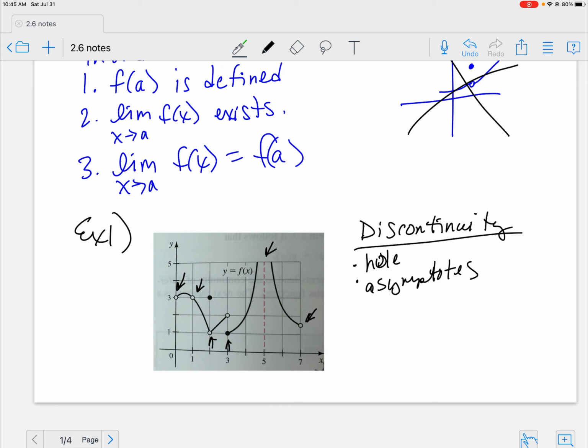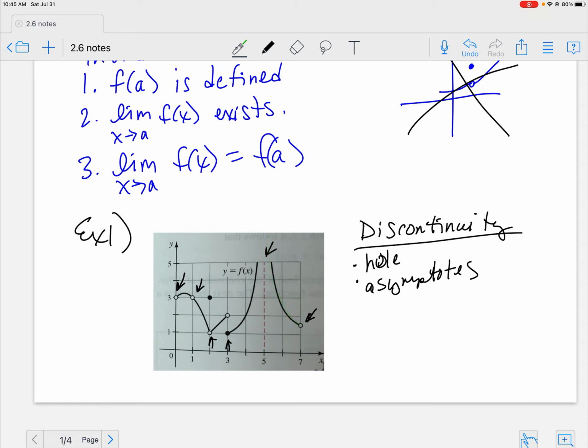Yeah, there's nothing there. If you can draw without picking up your pencil, that is continuity. If you ever have to pick up your pencil to make these holes, then it's continuous between there, but not at these values. Obviously, at an asymptote, it's continuous up to that, but not at that asymptote, right?